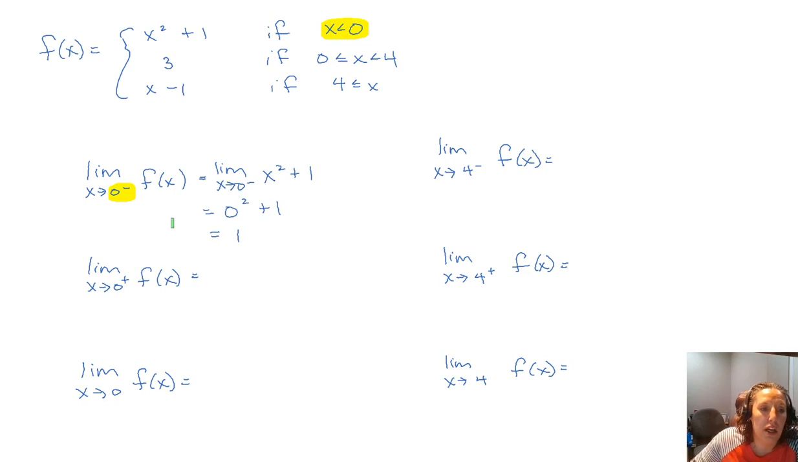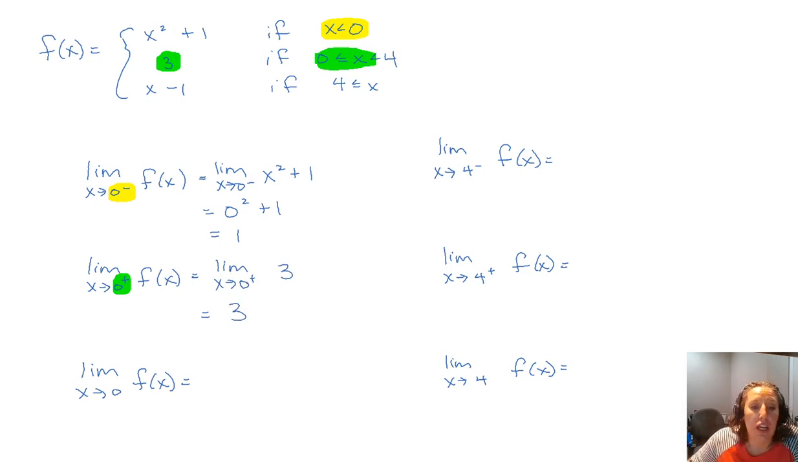If we're approaching it from the right, that means we're always bigger than 0. That means we're always in this middle category, and so our function is just the constant function 3. And so the limit as x approaches 0 from the right of 3 is 3. Our y value is constantly 3, so it doesn't matter what x value we plug in.